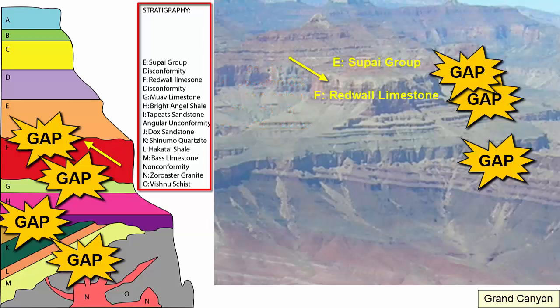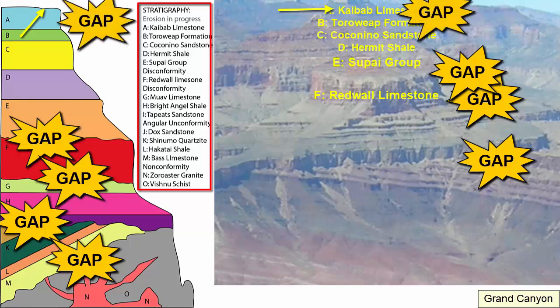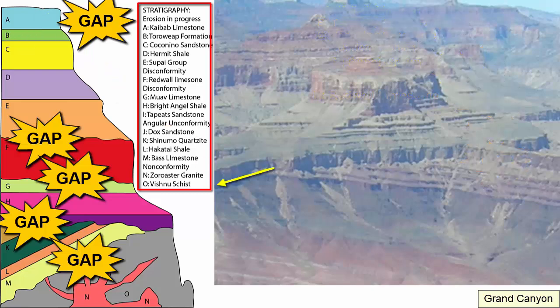After the erosion to F, deposition resumes and we see bed E laid down, followed by D, C, B, and A. We don't know how many more rocks were laid down after A because the area is currently experiencing erosion by the Colorado River, and the top of A is an eroded surface. This vertical timeline, with oldest on the bottom and youngest on the top, is our complete stratigraphy.